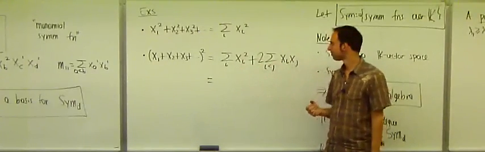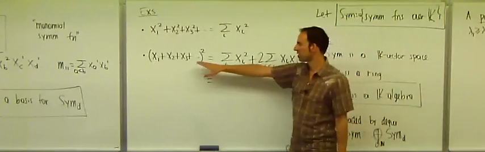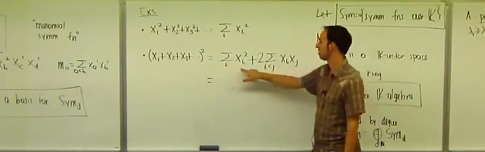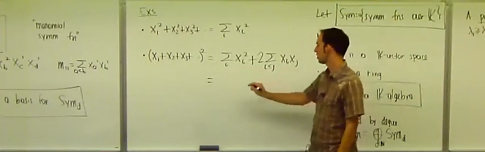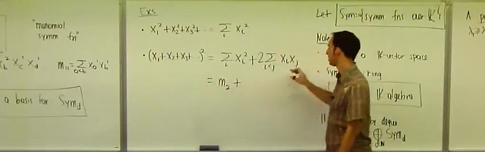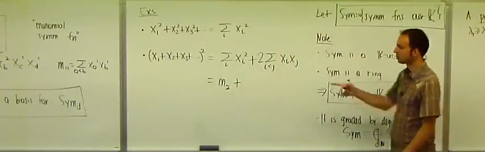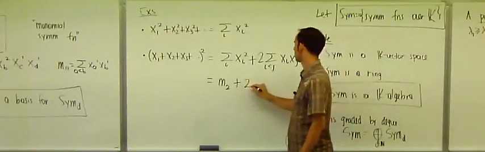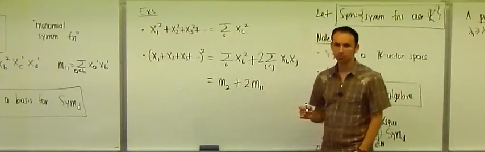Okay? So for example, when I write this guy, what am I going to get? This is which monomial symmetric function? This is M2, right? And what's this one? Well, it's 2 times M1. Okay?